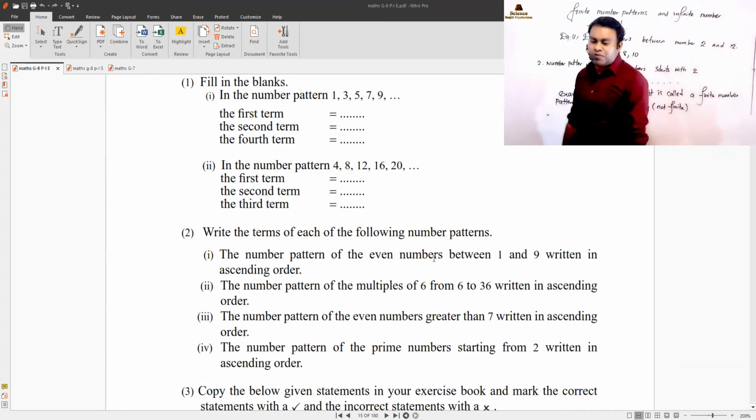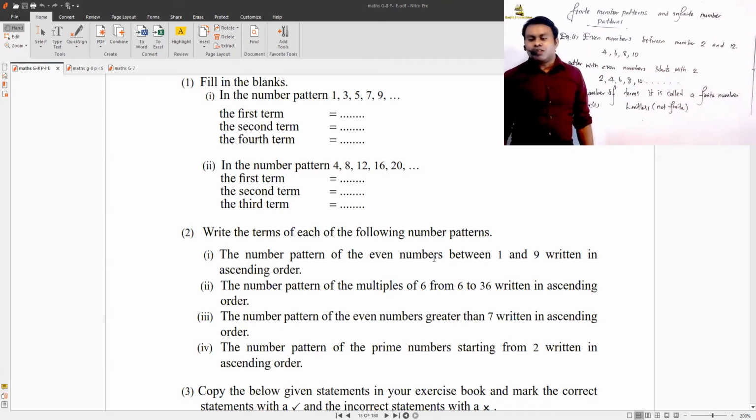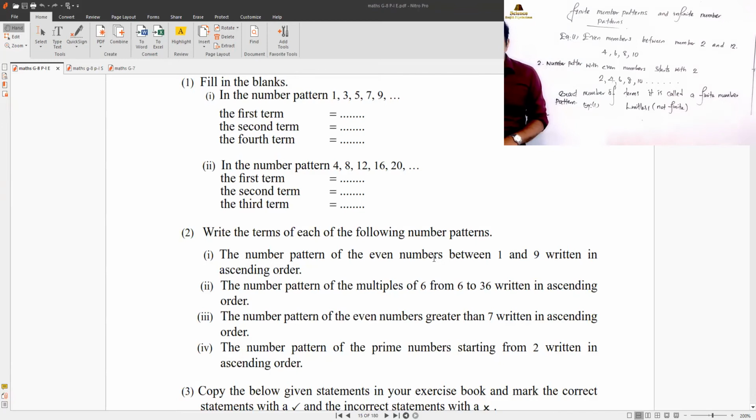Okay, next one. The number pattern of the multiples of 6 from 6 to 36. Multiples of 6 from 6 to 36. Okay, send me now. Hurry up. The second one: the number pattern of the multiples of 6 from 6 to 36.